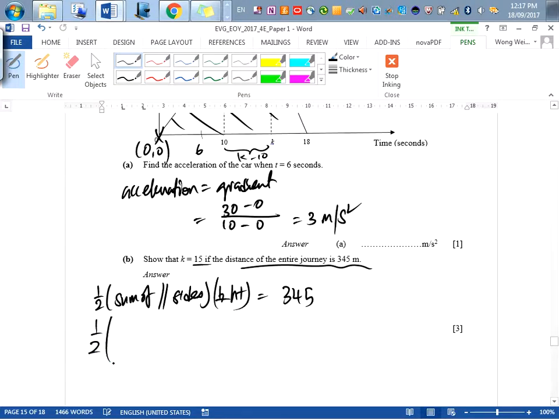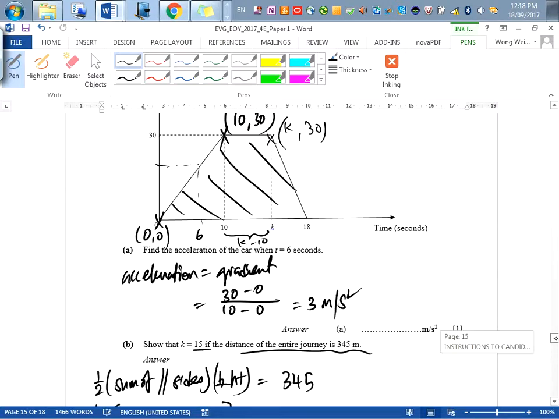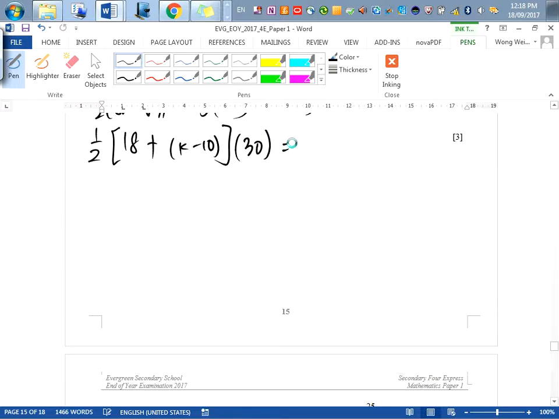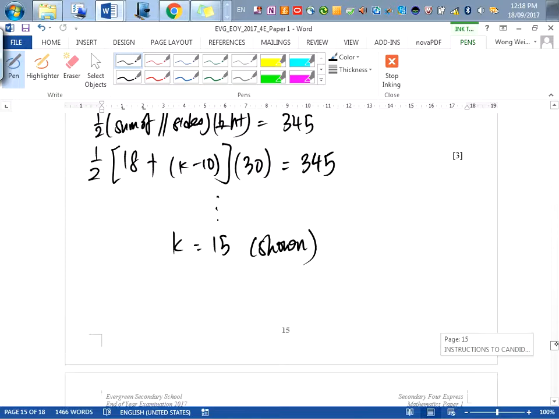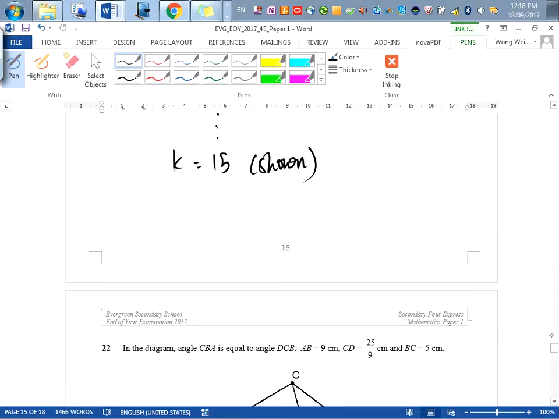So half times 18 plus k minus 10, times the perpendicular side, which is 30. This equals 345. Solve for k. Of course, you can do so using triangles and rectangles. It's just more tedious. Any questions? Otherwise, question 22.